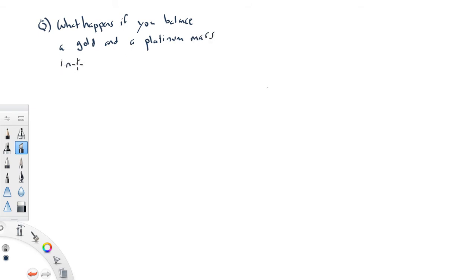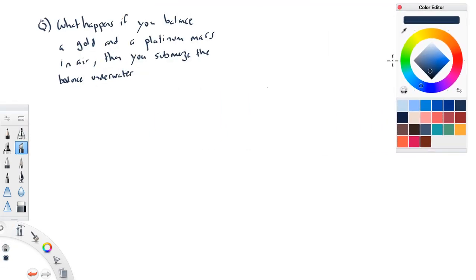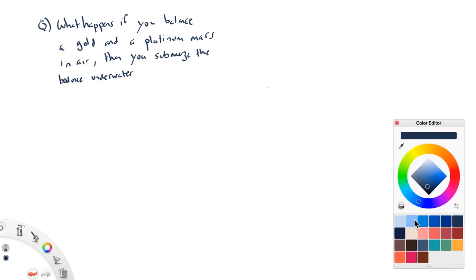in air, then you submerge the balance underwater. So I'll draw a picture. So if we have, let me move this over to here so it's out of my way. Maybe I'll move this over here too. In fact, I don't even need that. Let's get rid of that. So let's draw water. Let's not draw water yet.